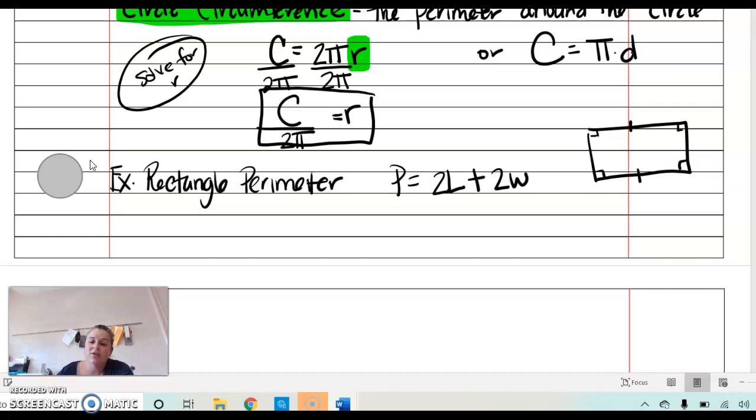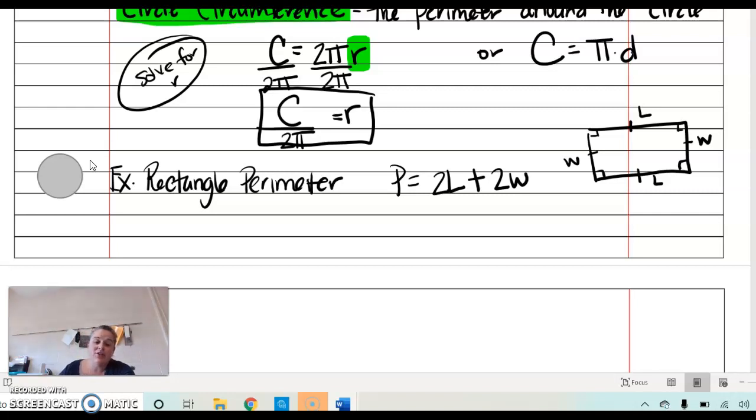So let's say that these 2 sides are L units long, and they have to be the same, otherwise it doesn't fit the definition of a rectangle. And then let's say that this is your width. Well, if this side is W units long, then this side has to be W. So if I'm looking at the perimeter, the distance around, you have an L plus a W plus an L plus a W, or you have 2 L's and 2 W's.